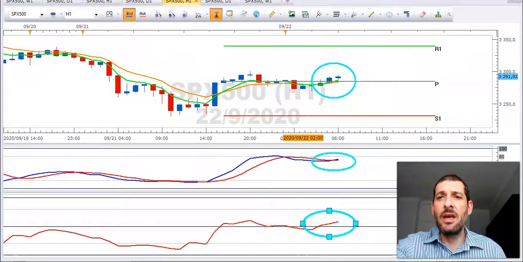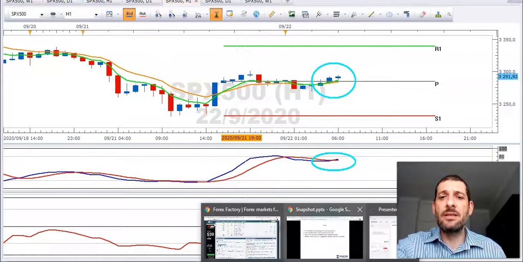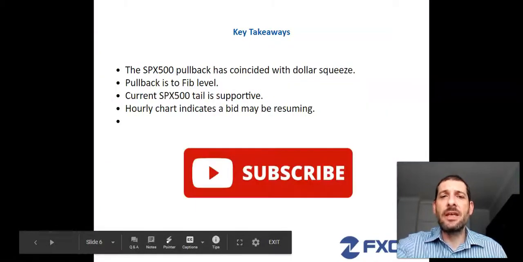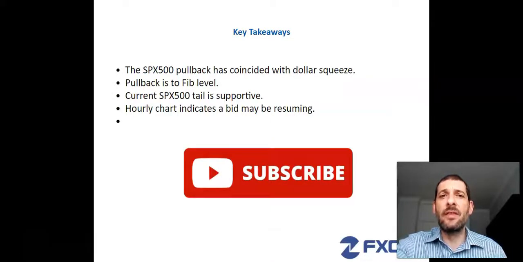Let's just end off with some key takeaways. And we note that the S&P 500 pullback has coincided with a dollar squeeze. The pullback in the S&P 500 is to the 50% fib level. Currently, the S&P 500 tail is supportive, and the hourly chart suggests that a bid may be resuming.